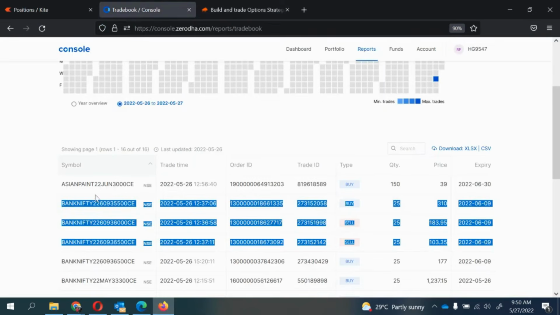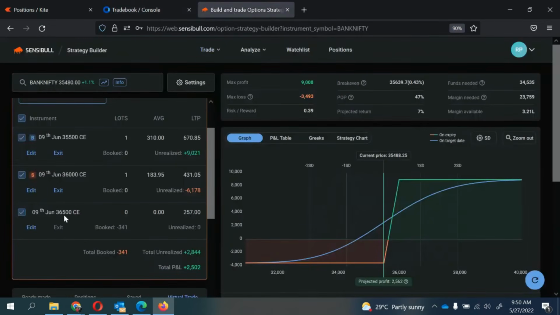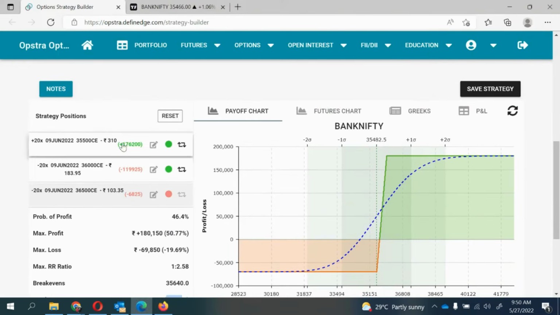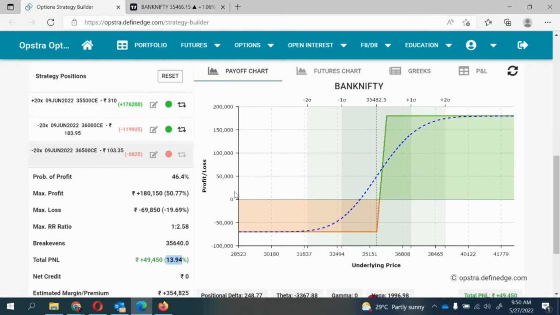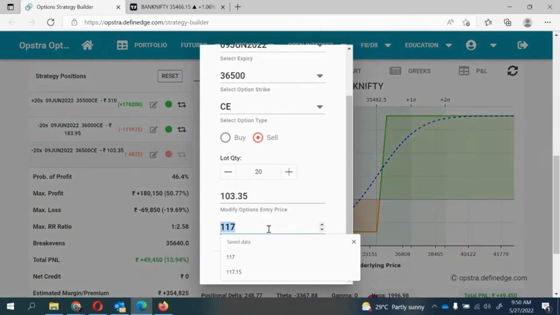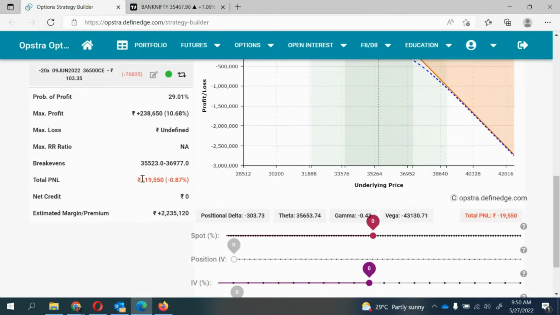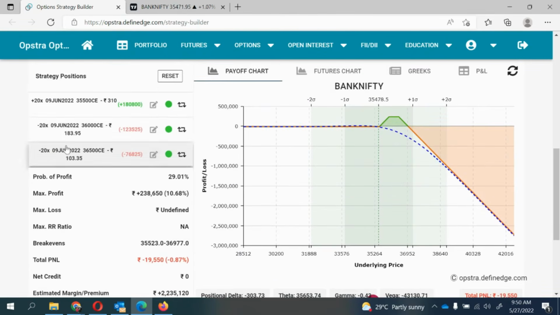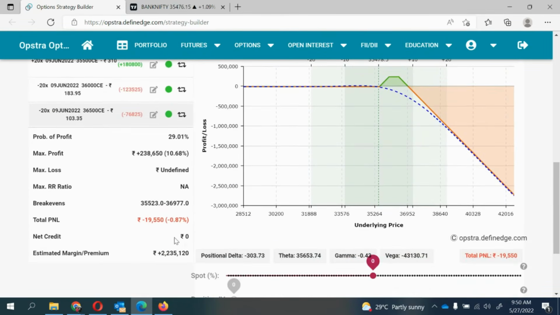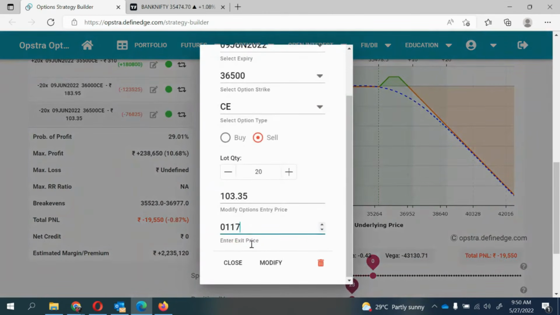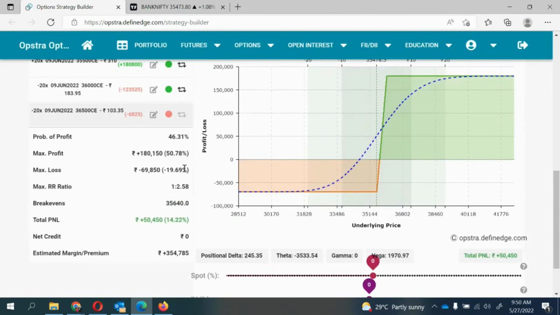I've shown you, right? This is my trade book. The only reason why I'm deploying it into a virtual trade is, whenever we square off the leg, Sensibull would not show those legs. For that reason, I'm deploying it in Opstra and showing it to you. If I had not done this adjustment yesterday, I would have been in a loss of 19,000 just for 10 lots, a loss of almost 1%. But with the one adjustment I did yesterday, looking at the chart, I'm into 14% profit.